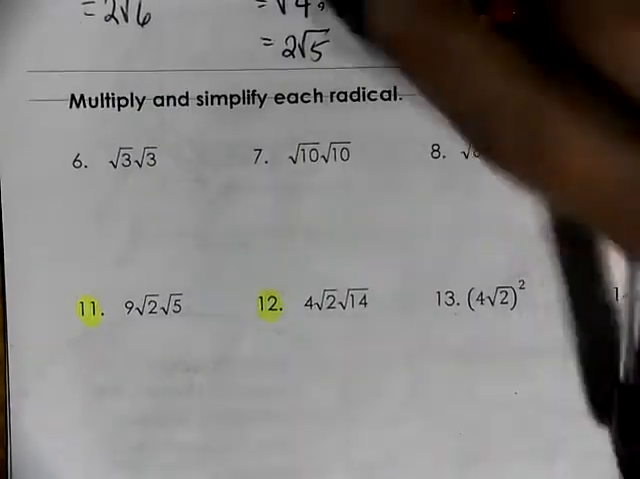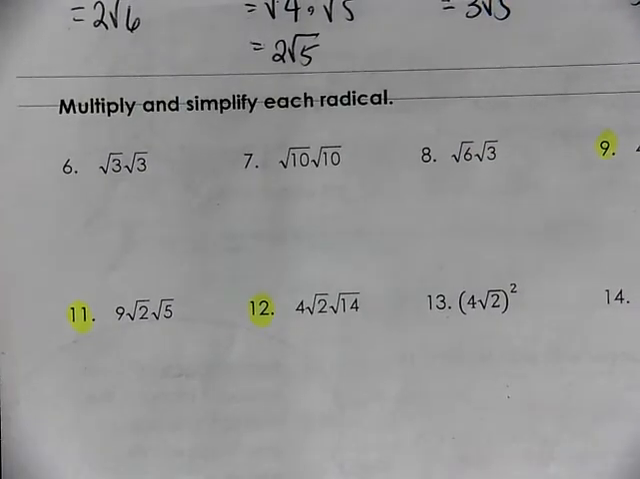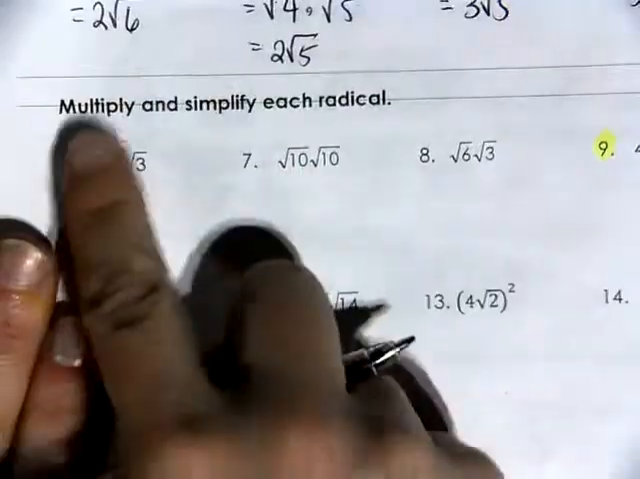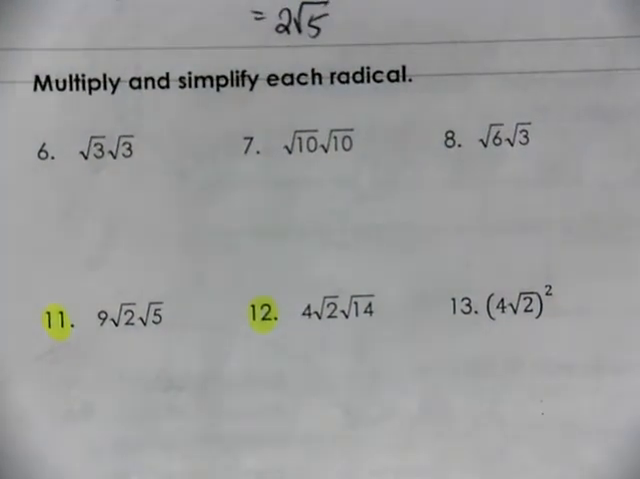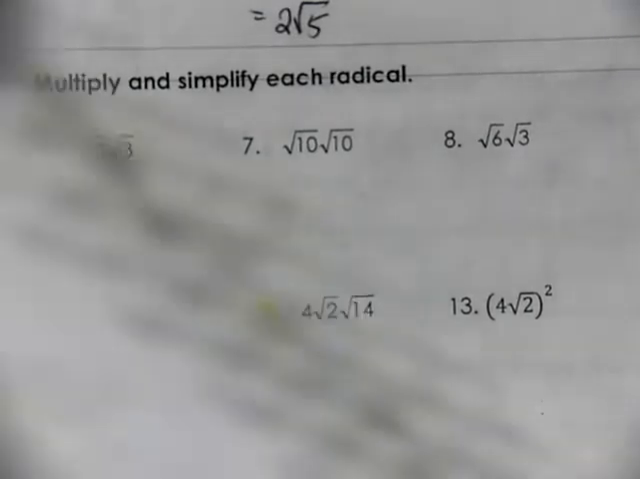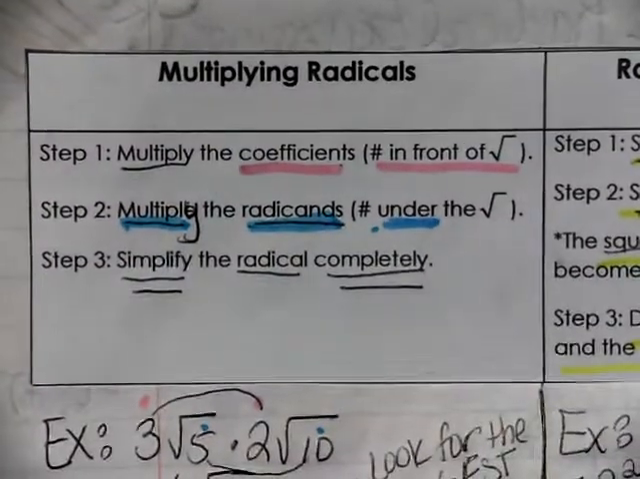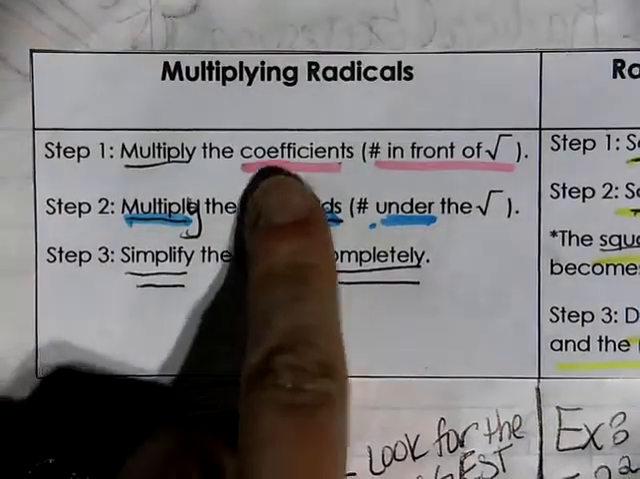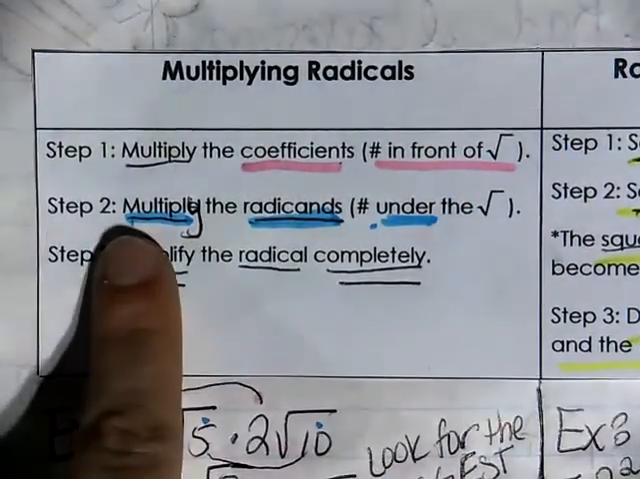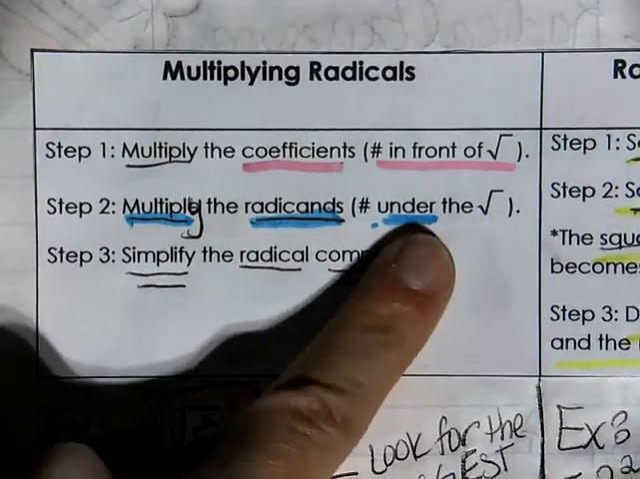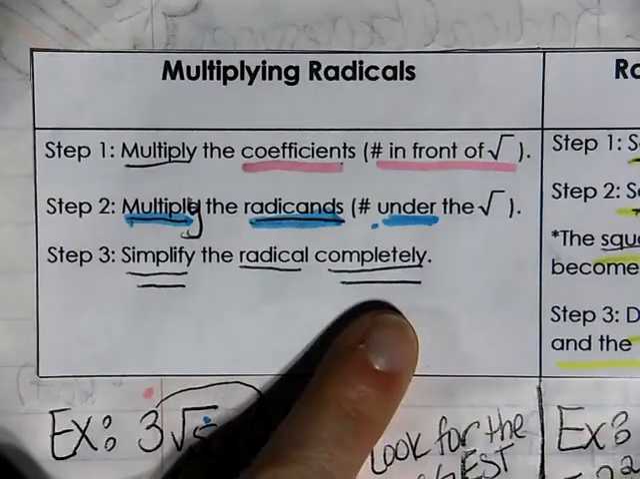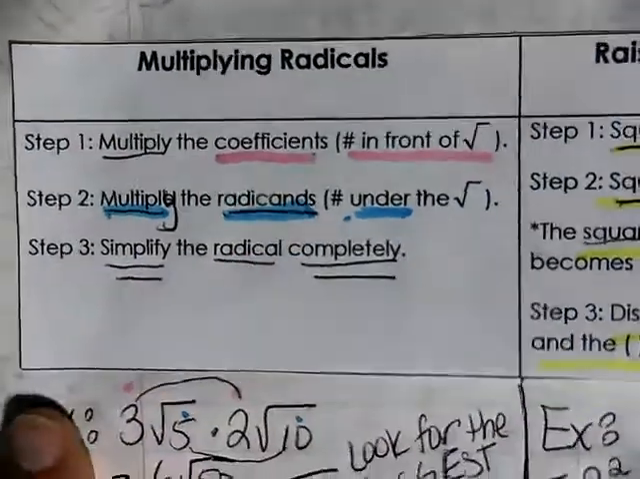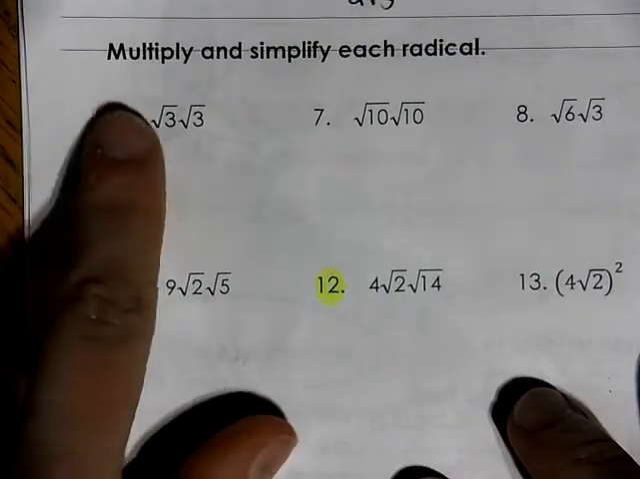All right, let's go ahead and look at number 6. For example numbers, this next section, we're going to be multiplying and simplifying radicals. So remember, looking back at our interactive notebook, in order for you to multiply radicals, you multiply the numbers in front together first, then multiply the radicands, that's the number under the square root, second, and then you simplify the radical completely if necessary. So in this problem, there are no coefficients that we can see, so we just multiply our radicals.